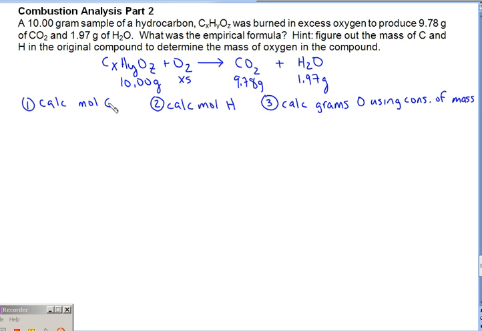So the first thing we're going to do is calculate the moles of carbon based on CO2. Then we'll calculate the moles of hydrogen based on the water. And then we're going to take those calculations and calculate the grams of oxygen using the law of conservation of mass. So let's go ahead and do that first. We're going to calculate the moles of carbon based on CO2.